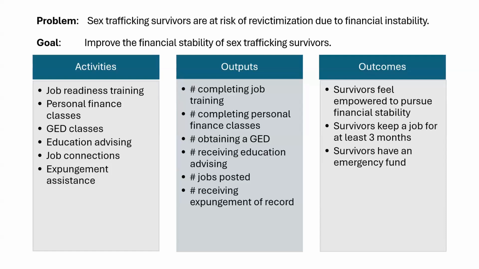Perhaps one or more of those is unrealistic, or there are too many factors outside your control. Maybe unemployment is very high in your community, for example, or you're in a rural area with very few job opportunities. Maybe your only short-term outcome is the first, that survivors feel more empowered to pursue financial stability after improving their skills and knowledge. As you think this through, you could be adjusting the activities, outputs, or outcomes to get a workable vision for your program. But for this exercise, let's move on to the next element.